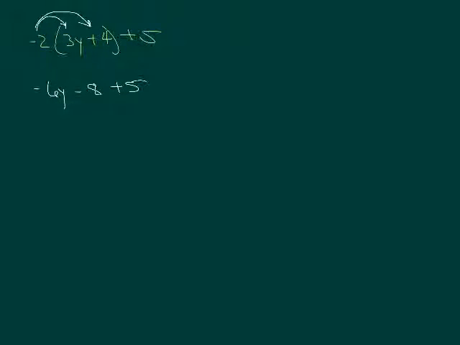Now we have a set of terms here. I can combine these because they're numbers without any letters. The 6y, or negative 6y, there's nothing to combine it with. So negative 8 plus 5, signs are different. Take the difference between the two, put the sign of the largest number, and we call that good.